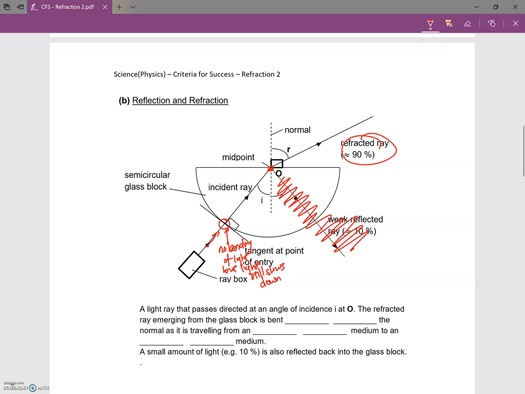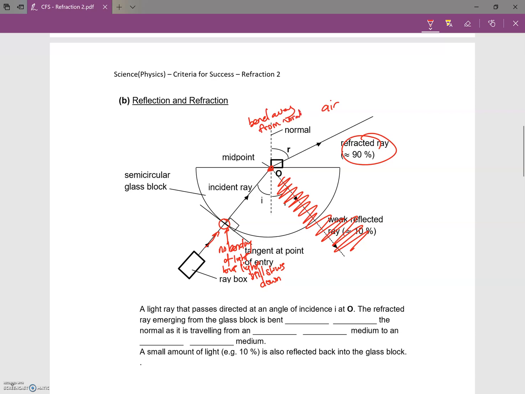So we know that the semicircular glass block would be denser. Outside here would most probably be air or vacuum, which is less dense. So as it travels from the optically denser medium to the optically less dense medium, you will know that it will bend away from the normal.